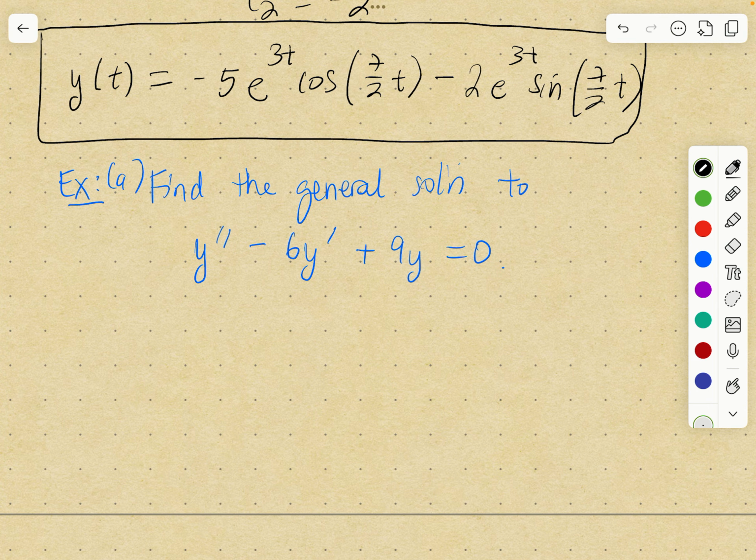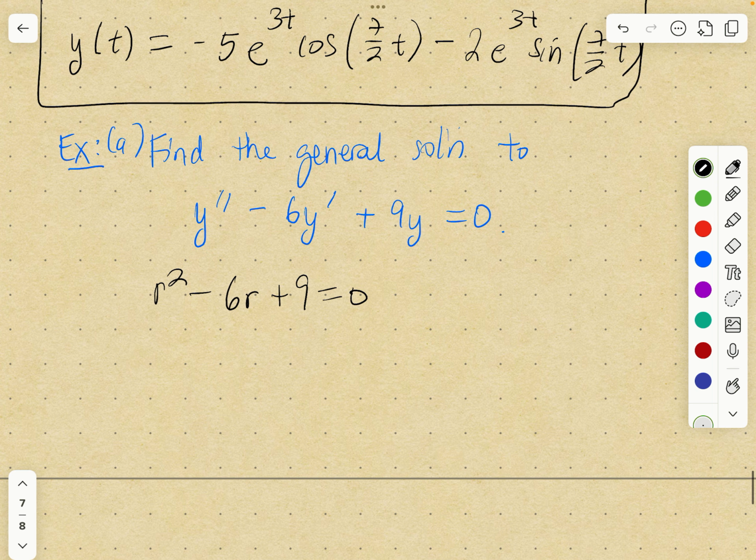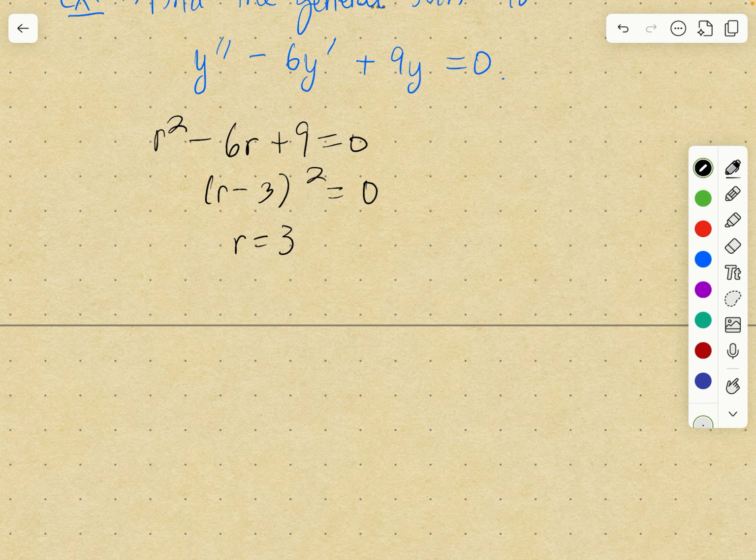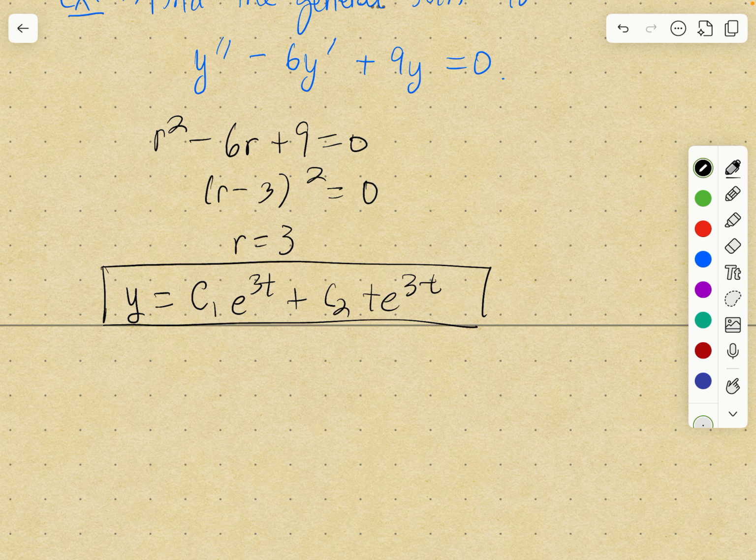Well, this is really easy, right? You just set up the equation, r squared minus 6r plus 9 equals 0. We solve for r, you factor, so r minus 3 in parentheses squared is 0. You solve for r, you get r is 3. So you get one root, it's a repeated root. And so, using case 2, we see that the solution is c1 e to the 3t plus c2 t e to the 3t. And that's it. That's the answer to part A.